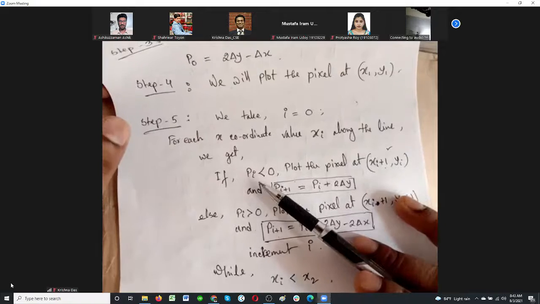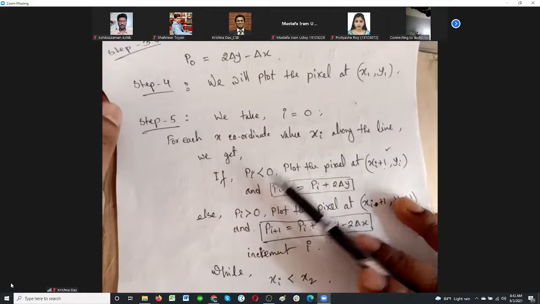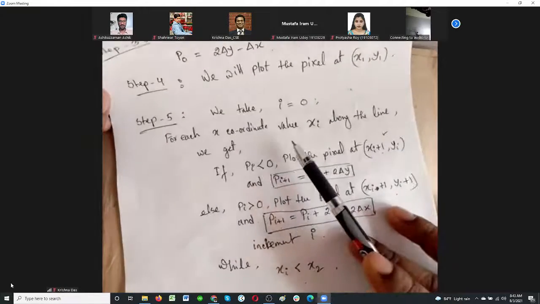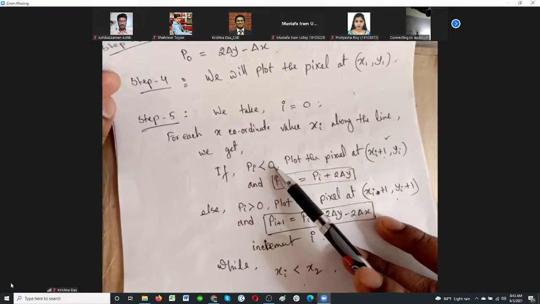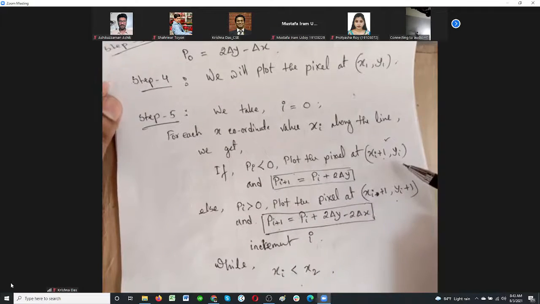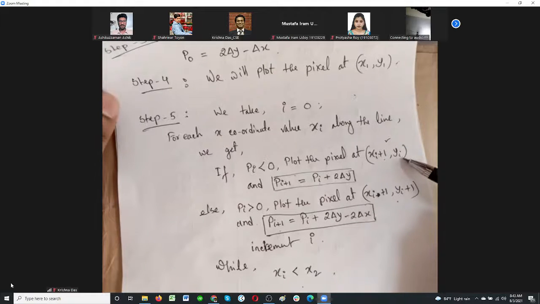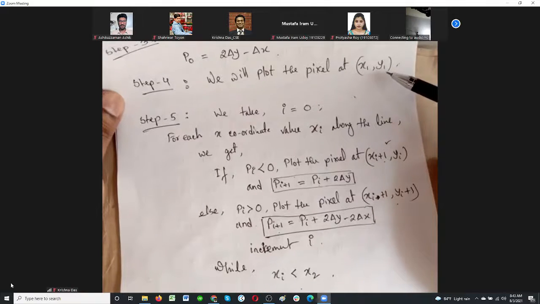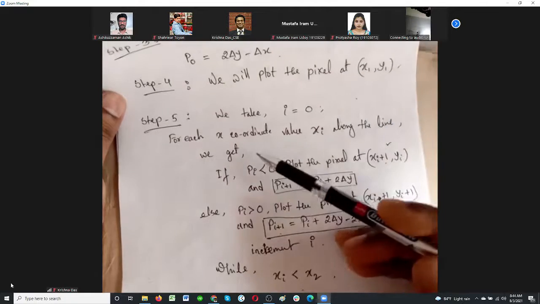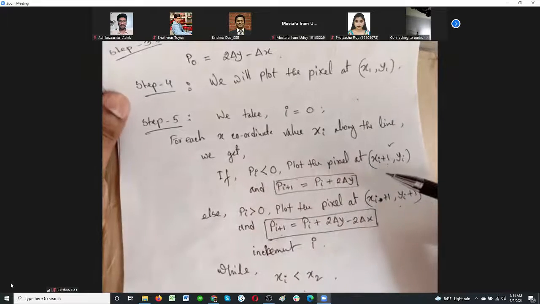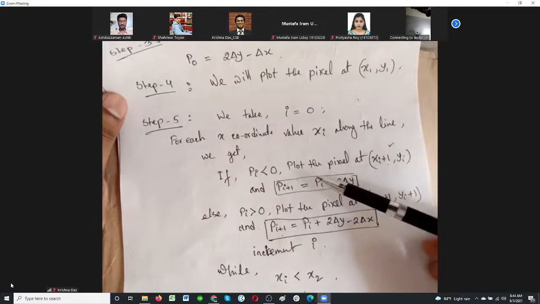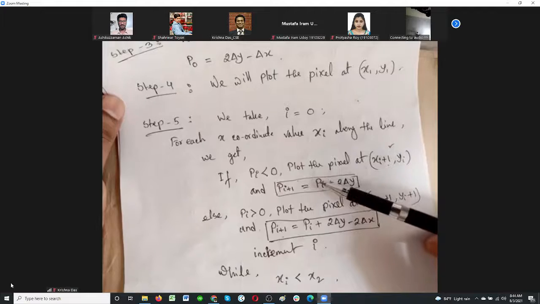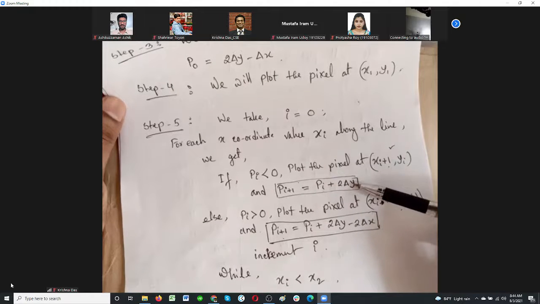The decision parameter that we got earlier, the initial decision parameter, we check whether it is positive or negative. If it is negative, then we take the lower pixel, so the y coordinate value does not change from the previous value. So y1 will be the same if the value is negative. At the same moment we take the successive decision parameter: the previous decision parameter plus 2 del y.